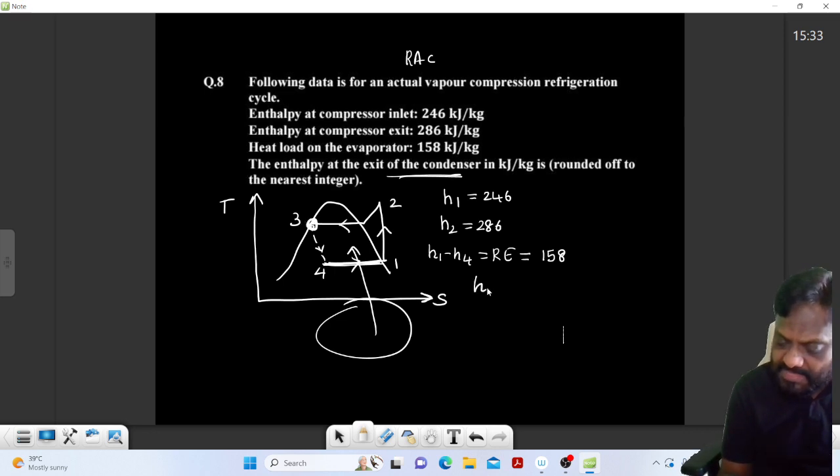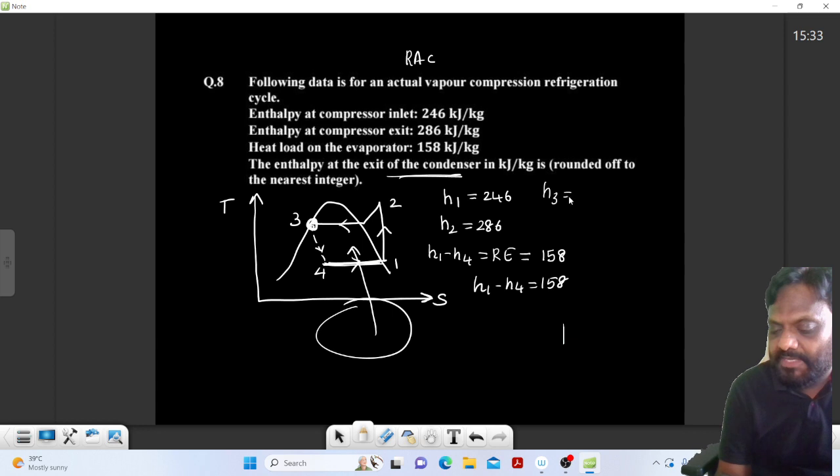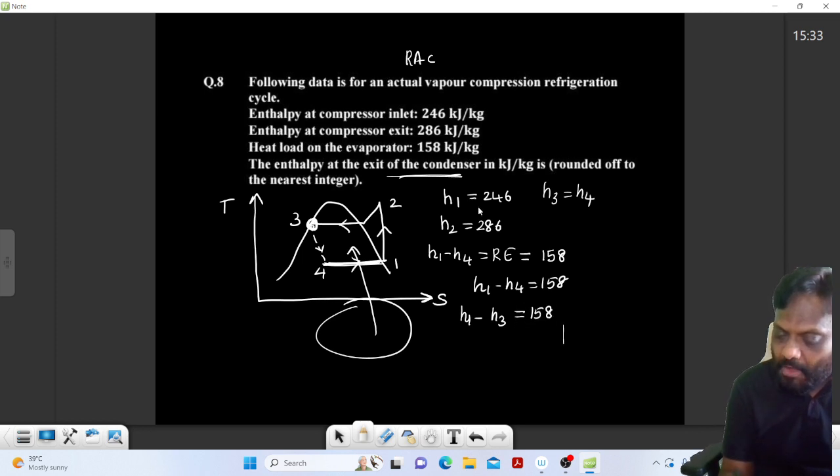So can I write this as H1 minus H4 is equal to 158, the evaporator load? But 3 to 4 is throttling. For throttling, H3 is equal to H4. So H1 minus H4, what is H4? H4 is H3 because it is throttling. Already H1 is given as 246, so 246 minus H3 is equal to 158. So if I want H3, it will be 246 minus 158.